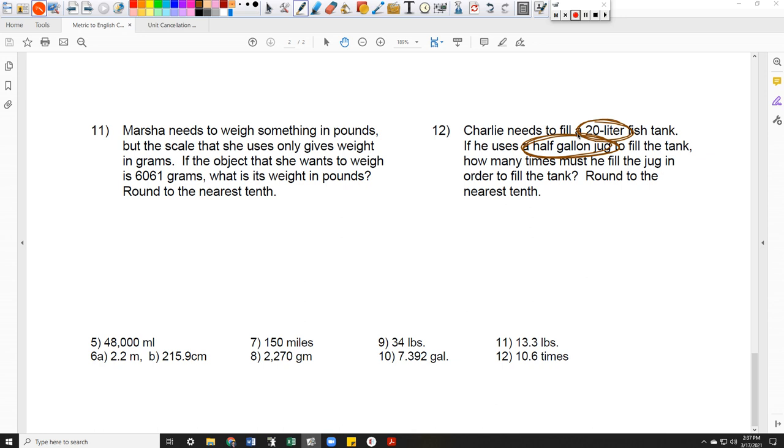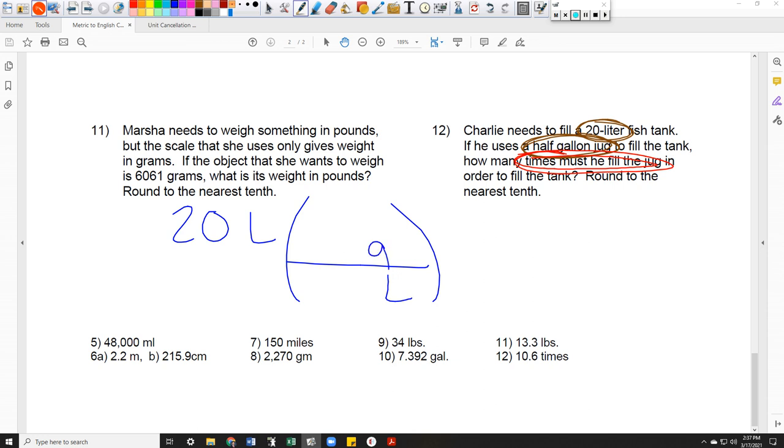This is how my mind works through this problem. The question is, how many times must he fill the jug? So again, this is how my mind sees this. I've got 20 liters. I know liters goes on bottom, and I need to get to gallon. Why do I need to get to gallon? Because he's using a half gallon jug. Then I can go from gallon, and this is the weird part, to jug.